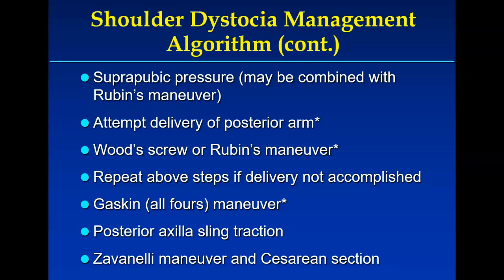I list next the Gaskin maneuver as opposed to putting it further up on the list, only because it requires you to put the patient into all fours. She can't have, obviously, a dense epidural. And if it doesn't work, then you have to eventually get her back on her back. And this, again, uses up time and does require 2 or 3 staff members to get this in order.